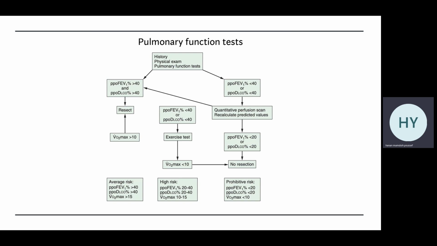If the patient has a low post-operative FEV1, then you have to go through more invasive tests, which are exercise testing, either low tech or high tech, and assess. If the patient has less than 20%, then you can't go for resection. If the patient has from 20 to 40%, or VO2 from 10 to 15, then you can consider the patient for resection, but counsel the patient that it is a high risk procedure.